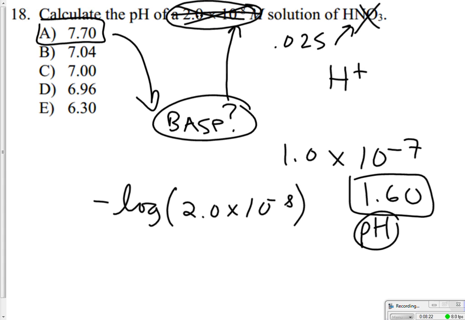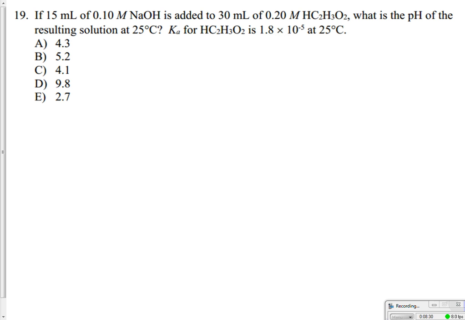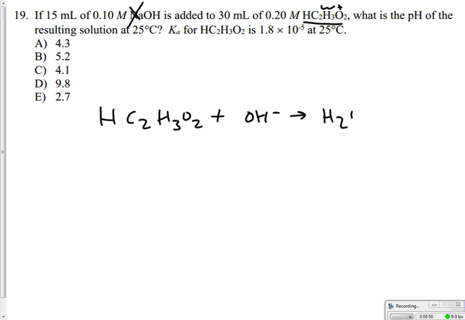Next one. 50 milliliters NaOH is added to 30 milliliters of 0.2 HC2H3O2. What is the pH of the solution? Okay, so this is basically a titration. I cancel this out. I know that I have a weak acid and OH. So my first thing is I'm going to write the equation. HC2H3O2 plus OH minus, arrow, what am I going to get? I am going to get water plus C2H3O2 minus, and then I'm going to do my ICE table.